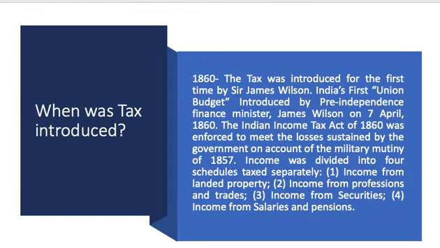During the pre-independence period, especially after the Indian Sepoy Mutiny of 1857, the economic condition of India was very poor. The Income Tax Act of 1860 was enforced to meet the losses sustained by the government on account of the military mutiny of 1857. Income was divided into 4 schedules and taxed separately: income from landed property, income from professions and trades, income from securities, and income from salaries and pensions.